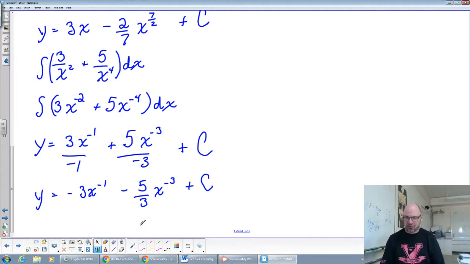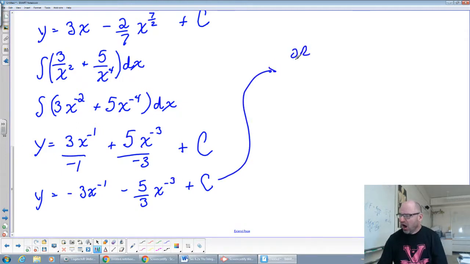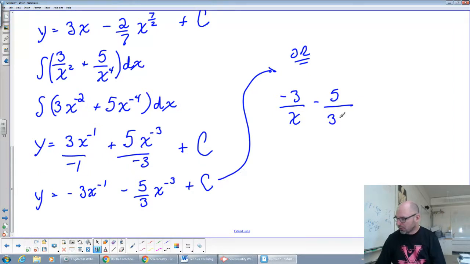Or if you wanted to rewrite it so that these are positive, you could write it like this: -3 over x, put it on the bottom, minus 5 over 3, and then put that on the bottom, x cubed, plus our c. Okay, so that's a good way to answer it. That's another good way to answer it. That's a 3 there, cubic. Okay, so there's a couple of those types.